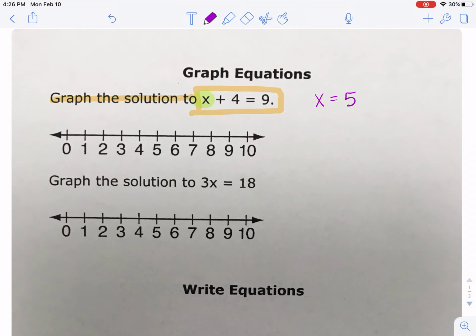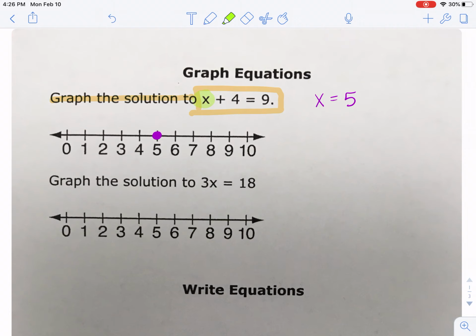And how you do that on a number line is you literally just put a dot, a closed dot, on the number 5. And it is important that it's a closed dot, and we're going to talk about why in about a week or so. But just know for now it has to be a closed dot on the number line.